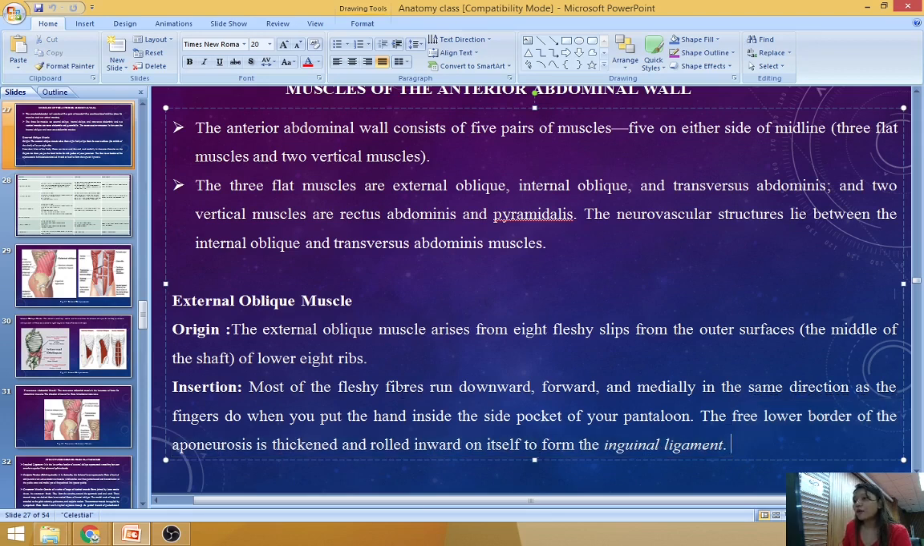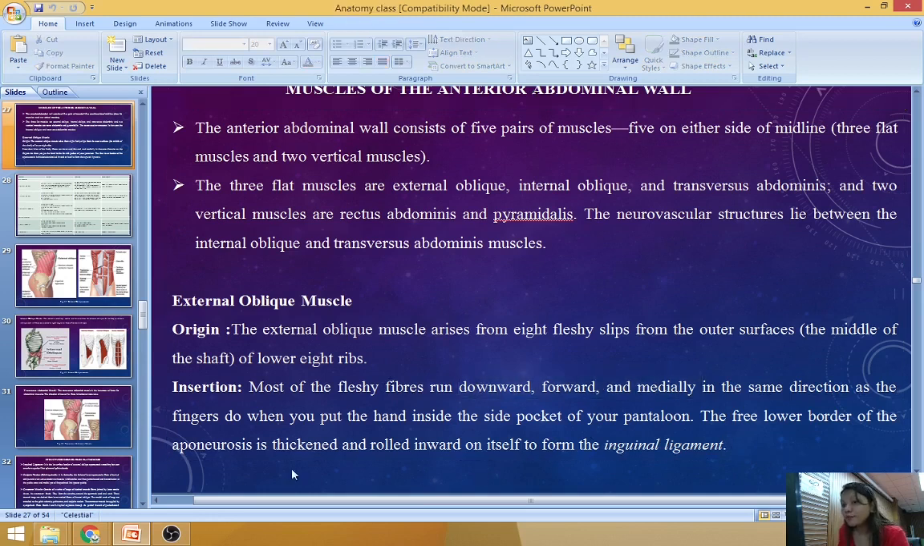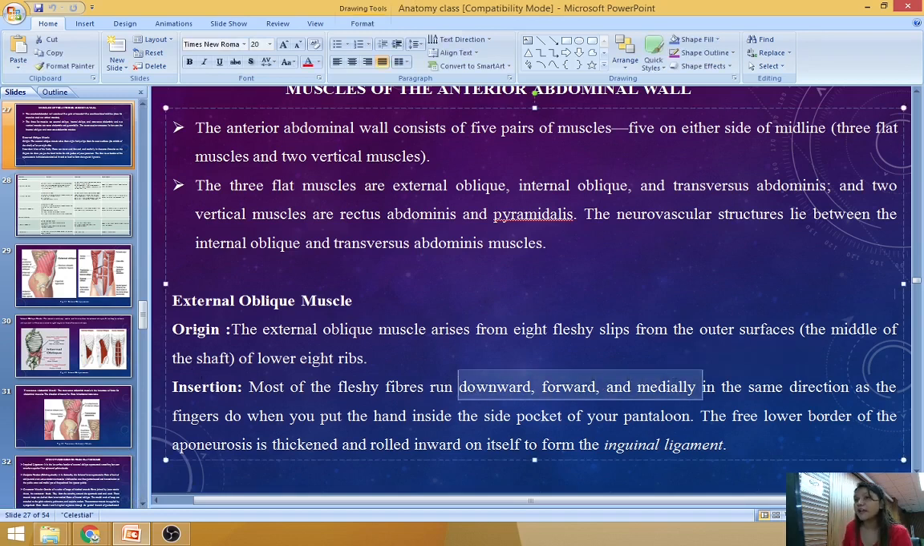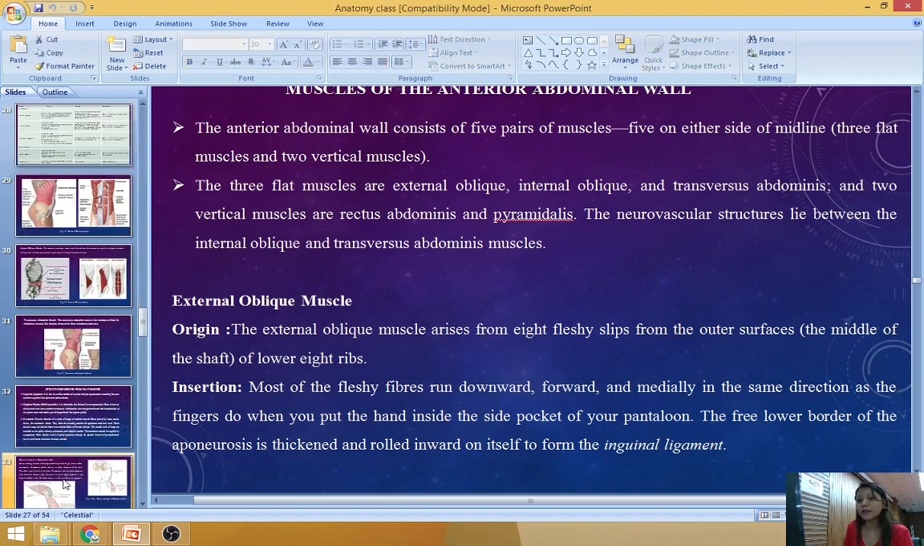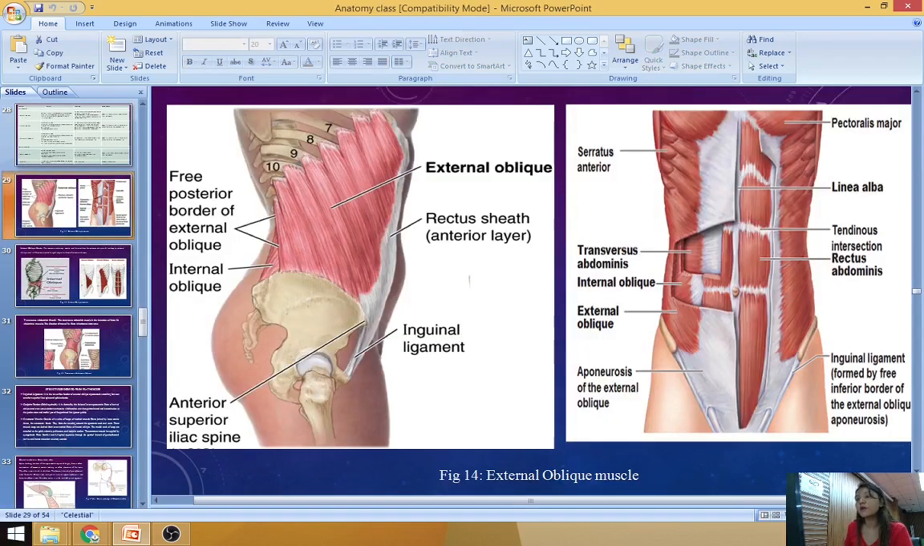Okay, and what is the direction of the external oblique muscle? It is downward, forward, medially. When you put both of your hands inside the pockets of your apron, the direction of your fingers is downward, forward and medially. That is the direction of the muscle fibers of the external oblique. So this is the direction, like putting the hands in the pockets: downward, forward and medially.